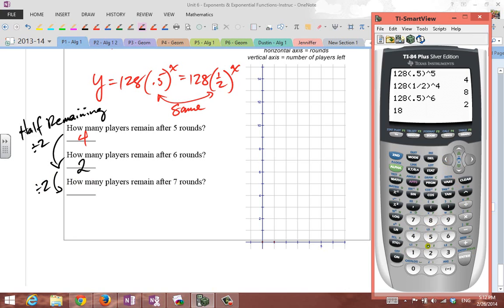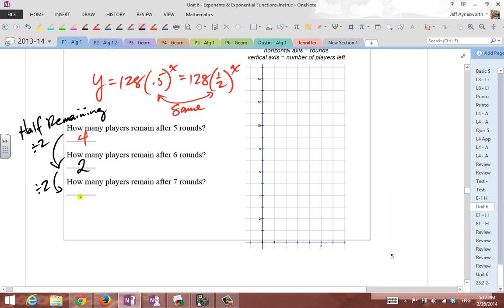Oh, let me go back there. I've got to hit the right keys. Times 0.5 or 1/2 raised to the 7th power, because we're after 7 rounds here. Let me see. What's half of 2? Ooh, I don't know. Let's figure it out. Oh, it's 1. Okay, half of 2 is 1.